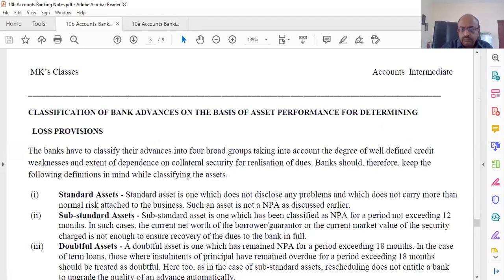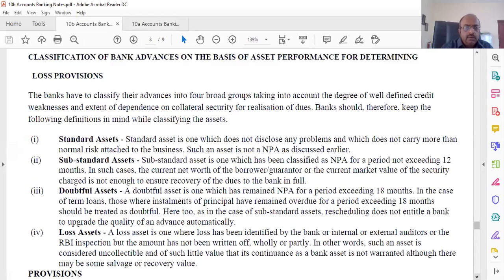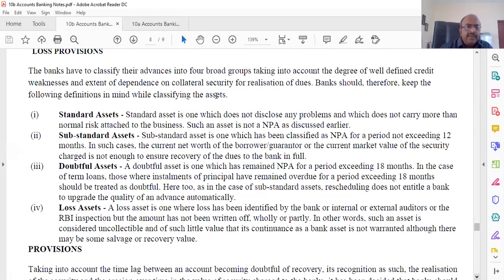Now, this is what we have to do. The banks have to classify their advances based on four broad groups, taking into account the degree of well-defined credit weakness and extent of dependence. All from a material, you can again read it from the material or my notes. Dependence on collateral security for realization of those. Banks should therefore keep the following definition in mind.